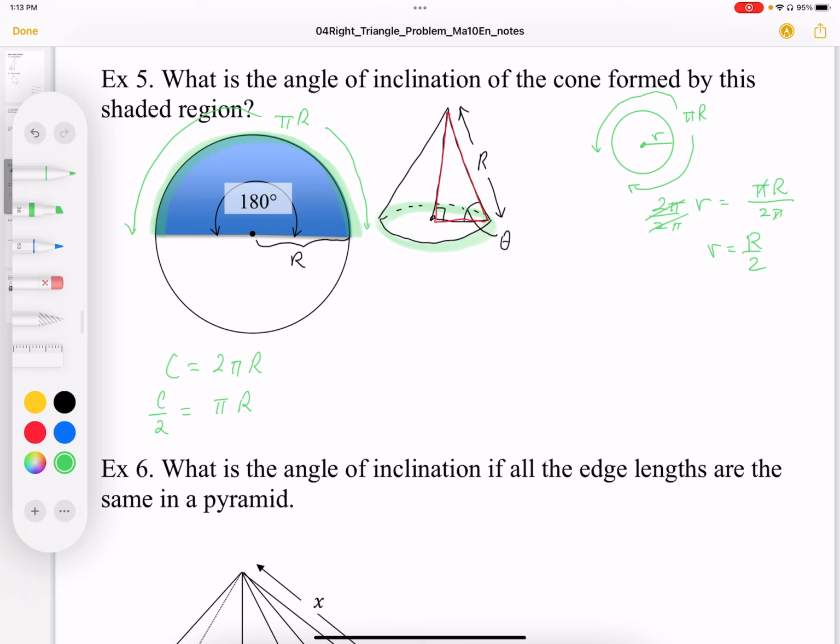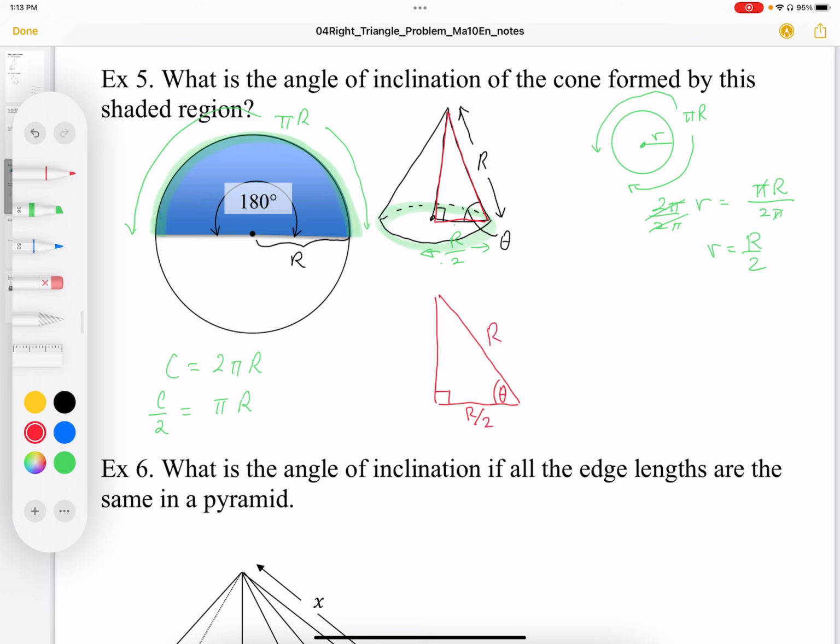Okay, so the diagonal length in the red triangle is R. Half of R is going to be the horizontal length of that red triangle. So I'm just going to redraw that red triangle. This is a triangle that we're going to work with to get the angle theta. So that's our angle theta that we're looking for in here. This is half R, and this is R.